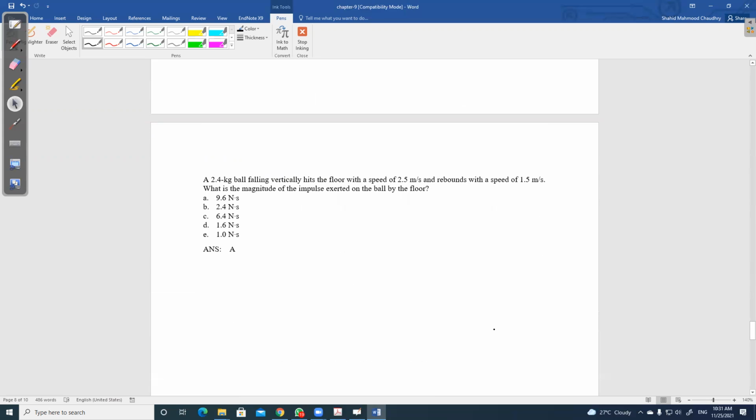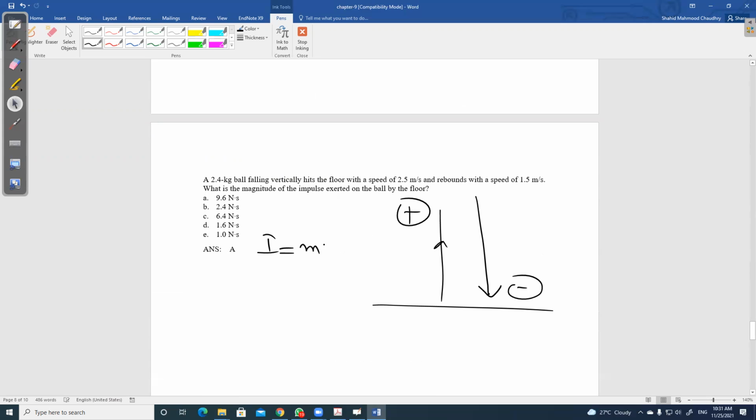In this problem, again, the ball is falling. If the ball is falling, the velocity will be negative. If the ball is rising, the velocity will be positive. Same as before, impulse is equal to mvf minus mvi. Apply this formula and solve it. This is very easy.